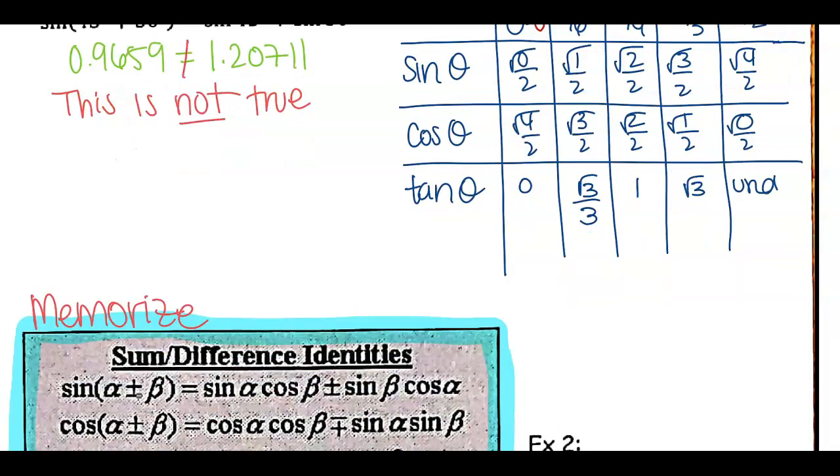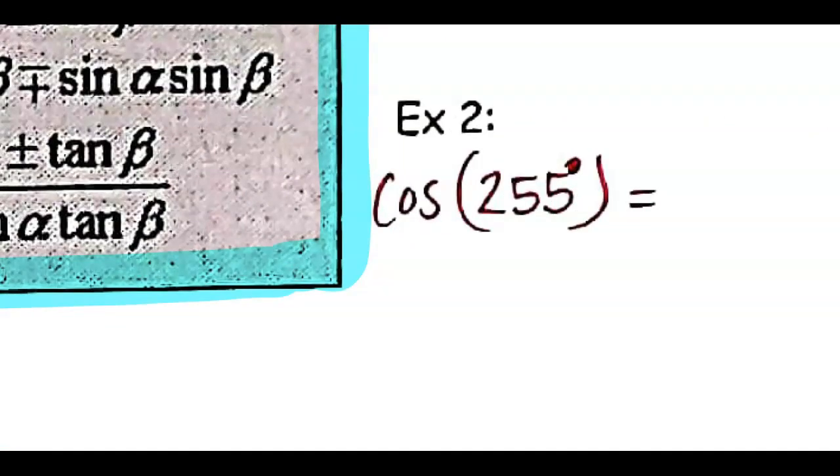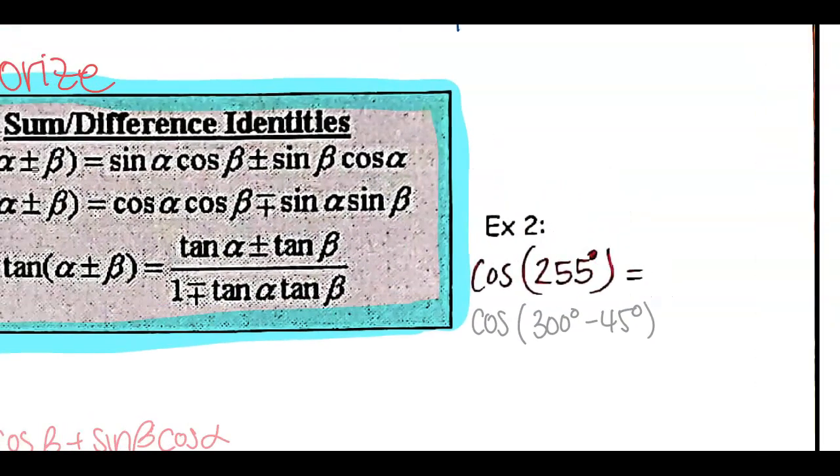Here's what I mean. So cosine of 255, there's plenty of ways we can get cosine of 255. Let's use cosine of 300 degrees minus 45 degrees. 300 degrees is in quadrant 4. Let me zoom out a bit. 300 degrees is in quadrant 4. Here's 180. Here's 0. Here's 270, to make sure that you understand that I didn't just make that up.